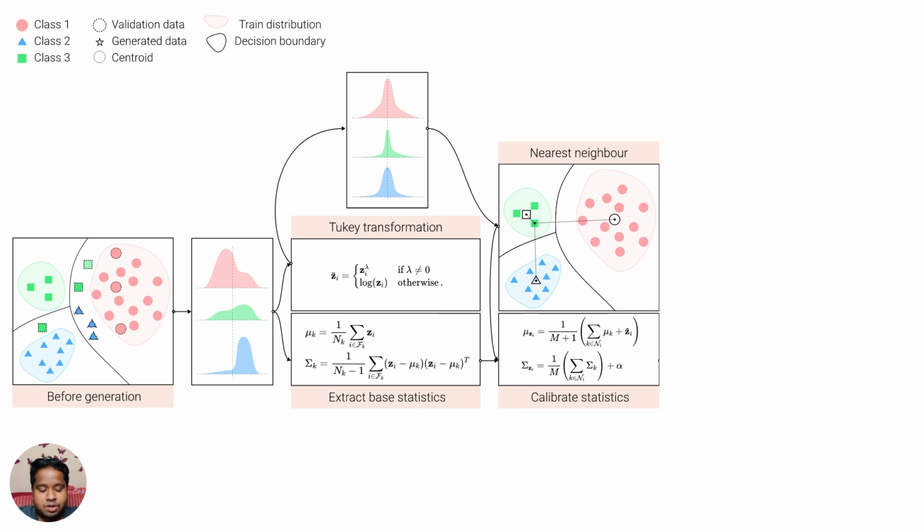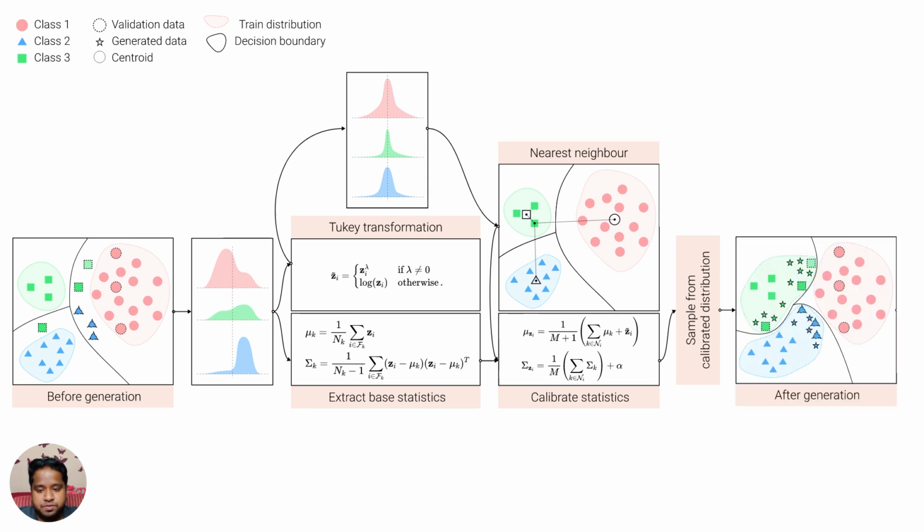Note that there is an alpha added to the averaged value. This basically controls the spread of the generated samples. Alpha is also a hyperparameter that is dataset dependent. For simplicity of sampling, we construct a Gaussian distribution based on the calibrated mean and variance from the previous step. Then we draw a sample from this distribution.